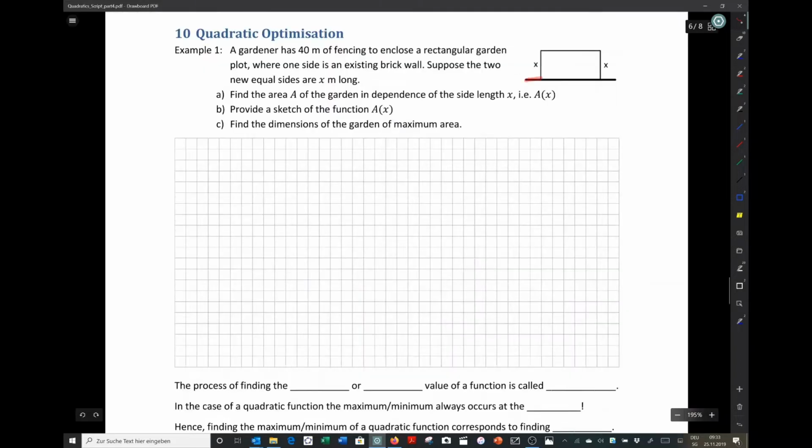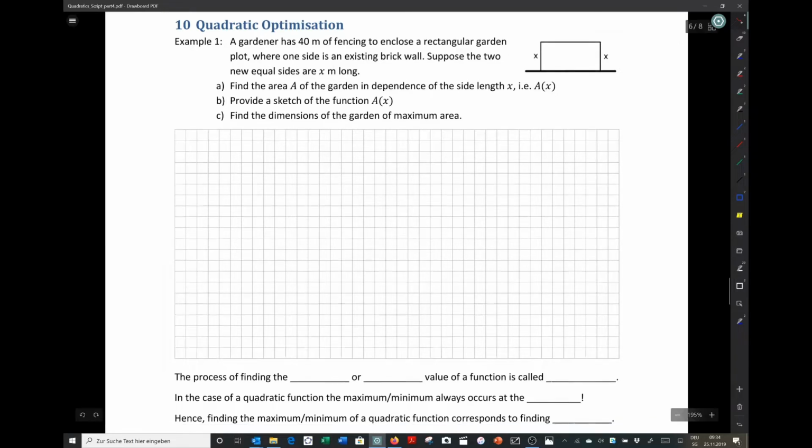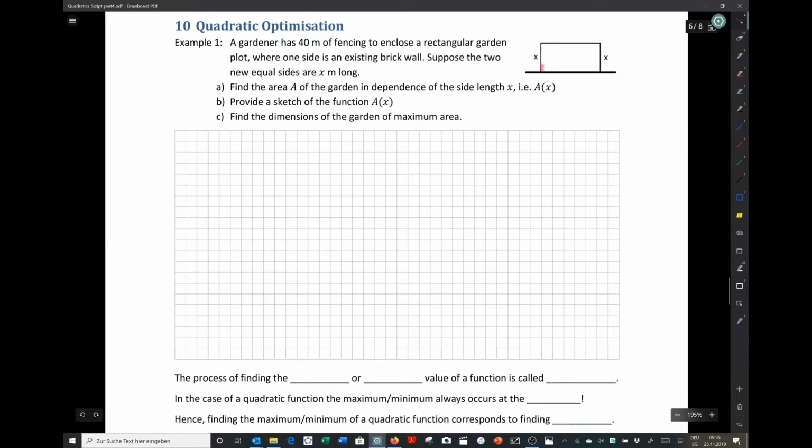We have a brick wall here, and we want to enclose a rectangular garden plot next to it. And we have got 40 meters of fencing to enclose it. The goal will be to find the dimensions of this rectangle such that the area is maximum. We don't know yet how long these sides here will be, so let's just say they are x meters long.